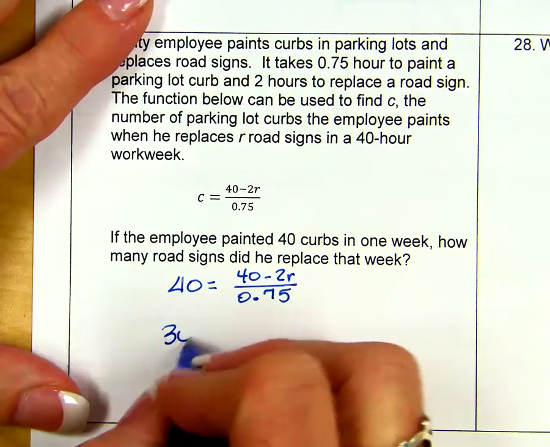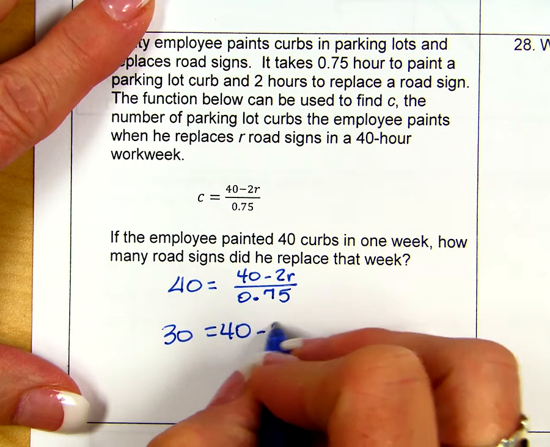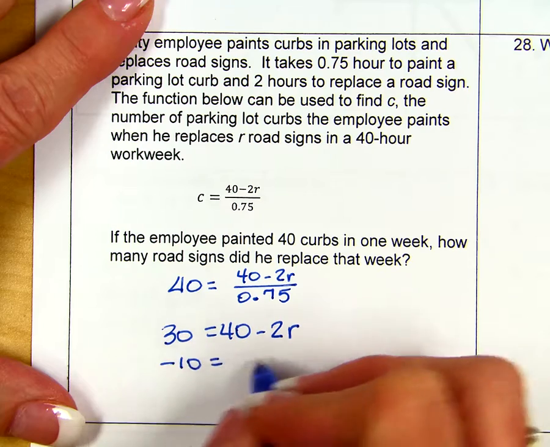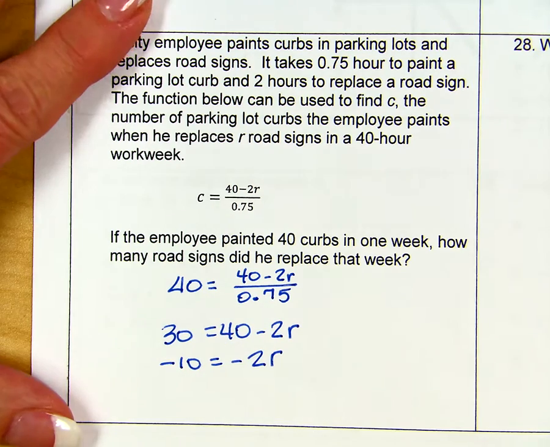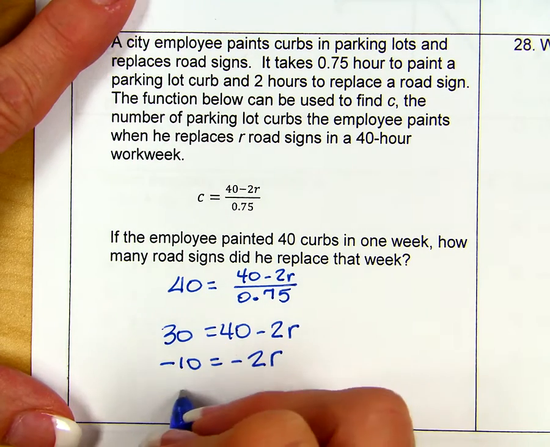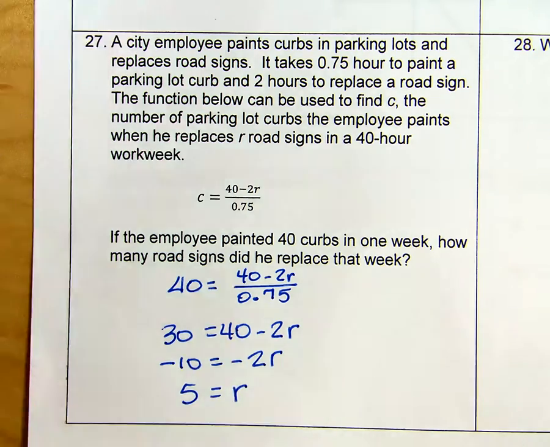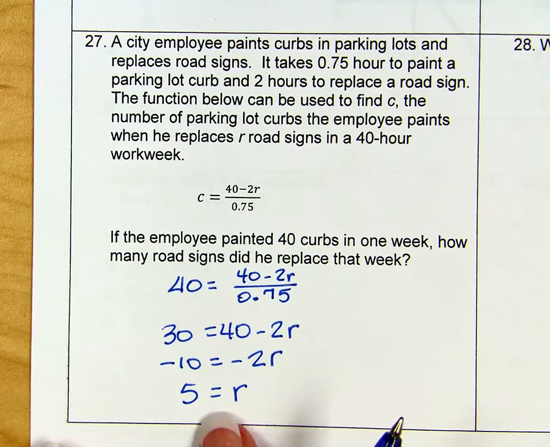So here we're going to have 30 equals 40 minus 2r. Now we subtract 40 from both sides, and we're going to get negative 10 equals 2r. Then divide both sides by negative 2, and we'll end up with 5 equaling r. So how many road signs did he replace that week? He replaced 5.